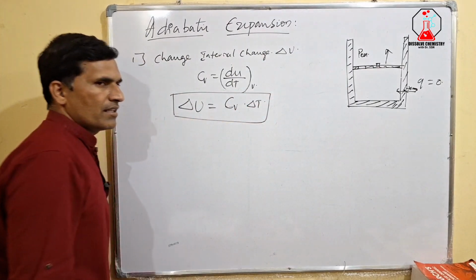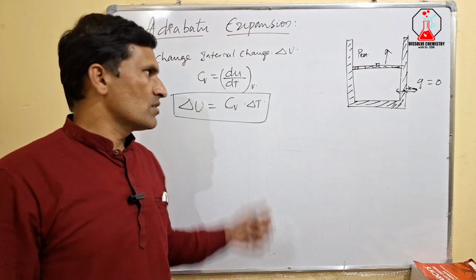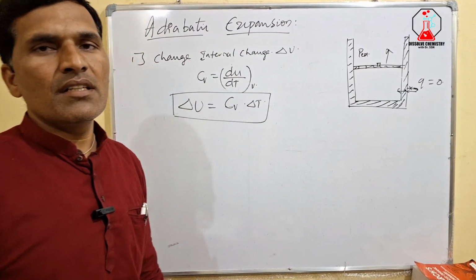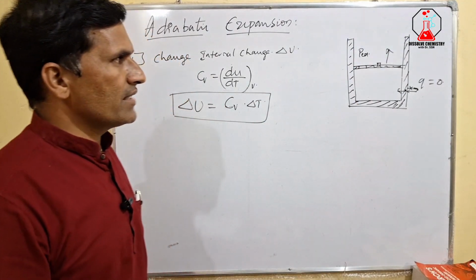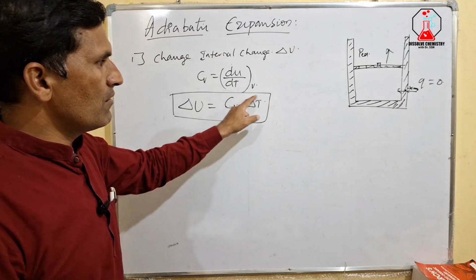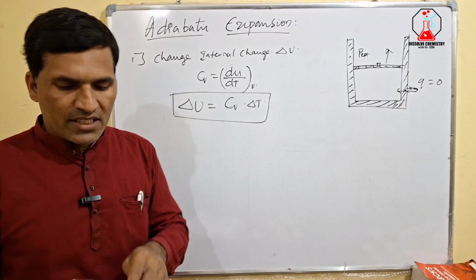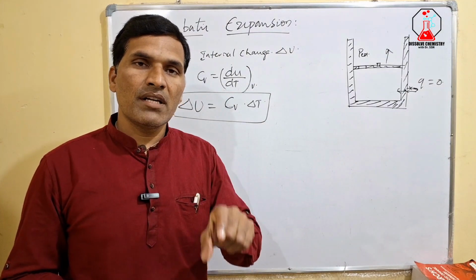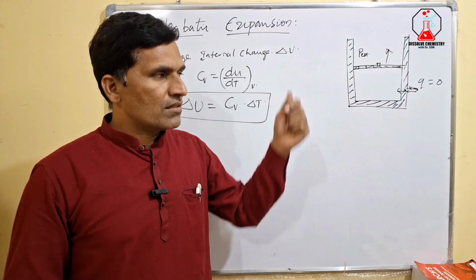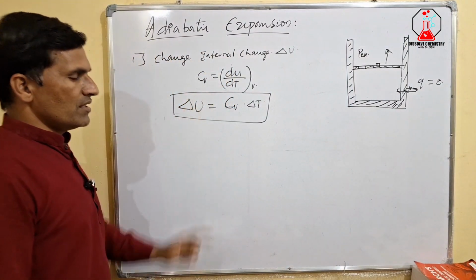The change in internal energy is equal to the molar heat capacity of the gas at constant volume into the change in temperature during that expansion. When the gas expands, obviously the expansion takes place at the expense of the internal energy, so the temperature of the system is going to decrease. That we will derive and prove. So this is the change in internal energy.